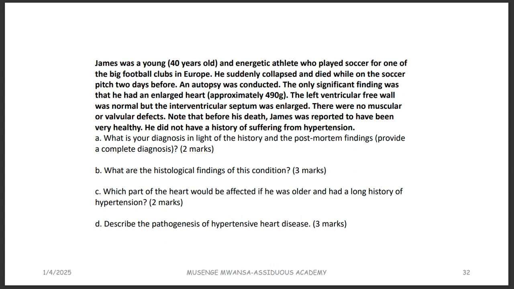What is your diagnosis in light of the history and the postmortem finding? Provide the complete diagnosis. Anyone that can help with this one?